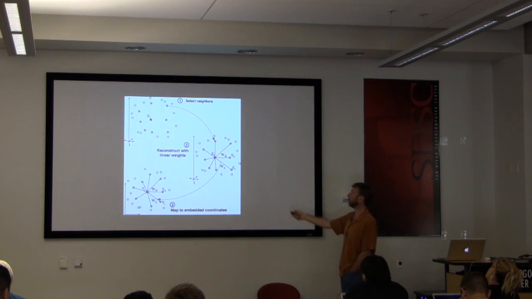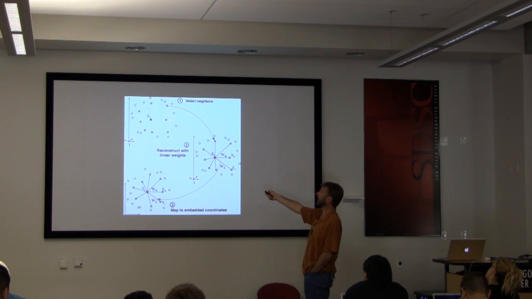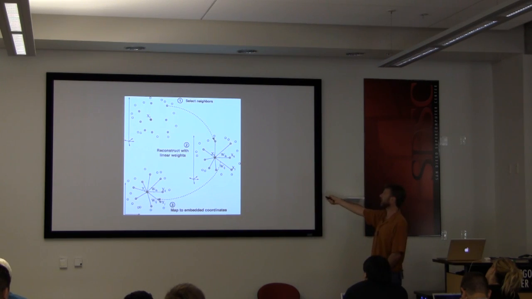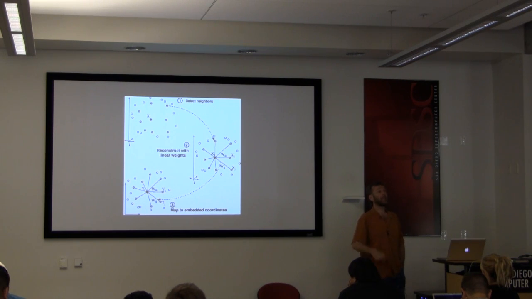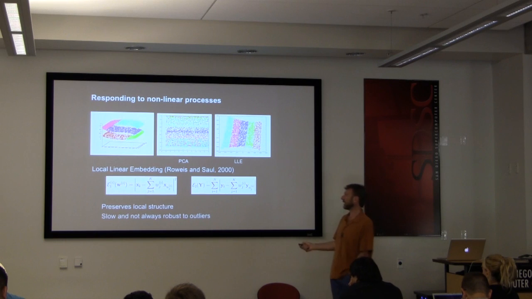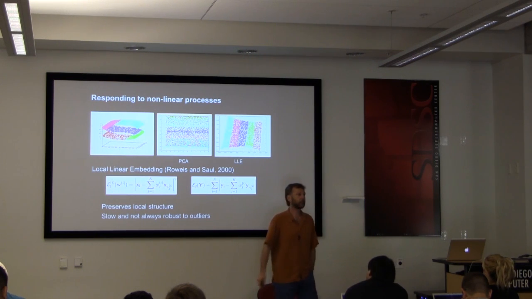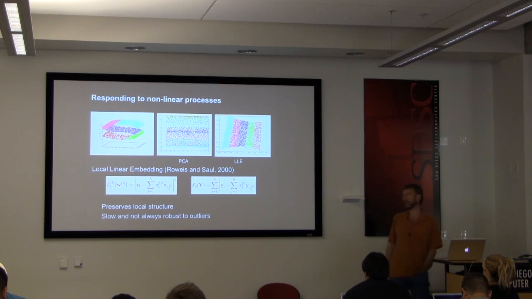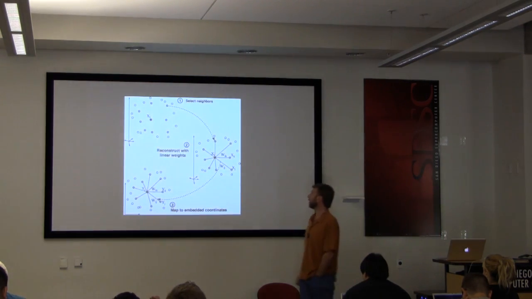Right? So we take each point, we look at its nearest neighbors, we calculate what are the weights of its neighbors that will reproduce that input point, and then fixing those weights, I calculate where would I project that point down to in a lower dimensional space such that I maintain these weights. And this ends up effectively solving two sets of linear equations.